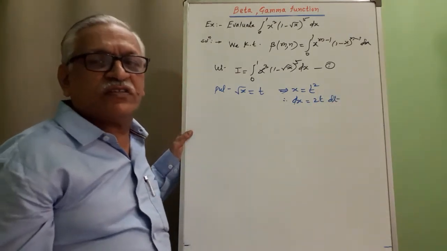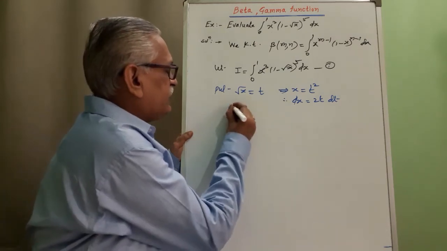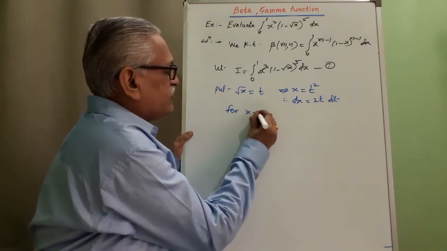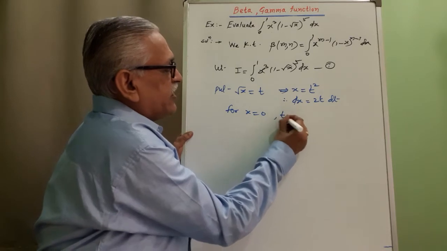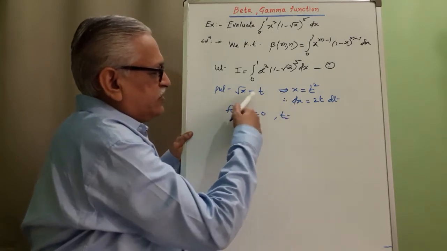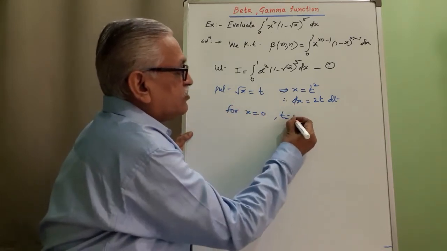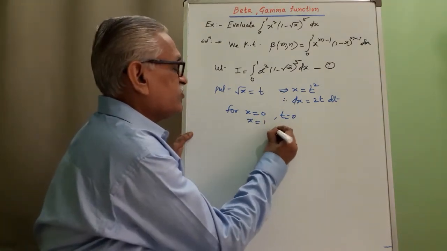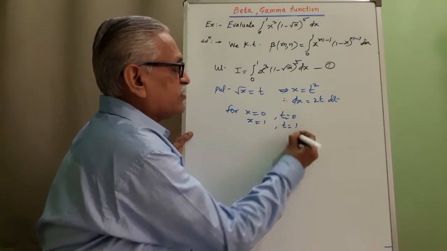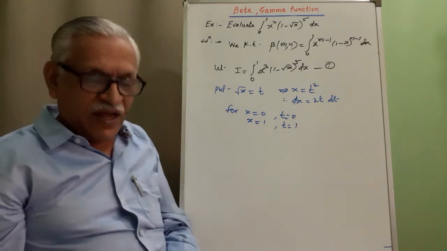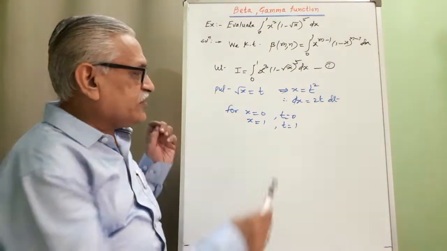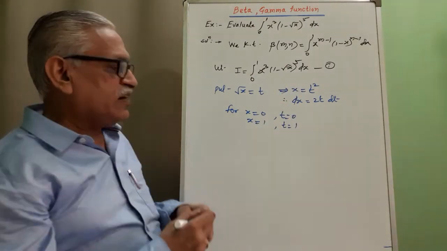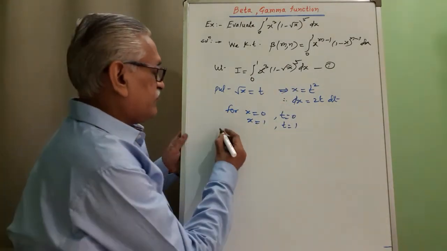As we are using the new substitution, we find the new limits. For x equal to 0, we get t as 0. And for x equal to 1, we get t equal to root of 1, which is 1. Then we substitute this information in equation 1.